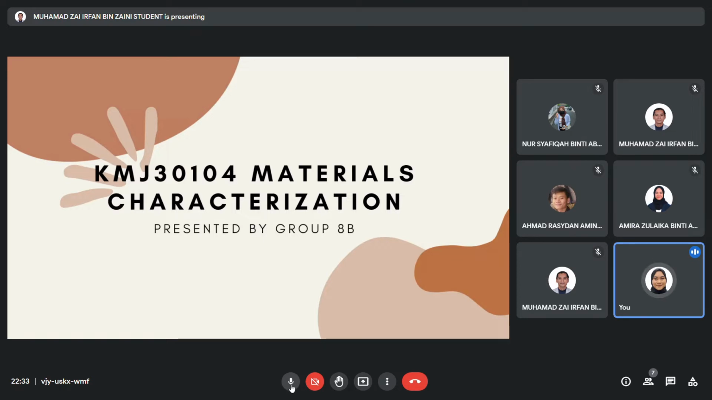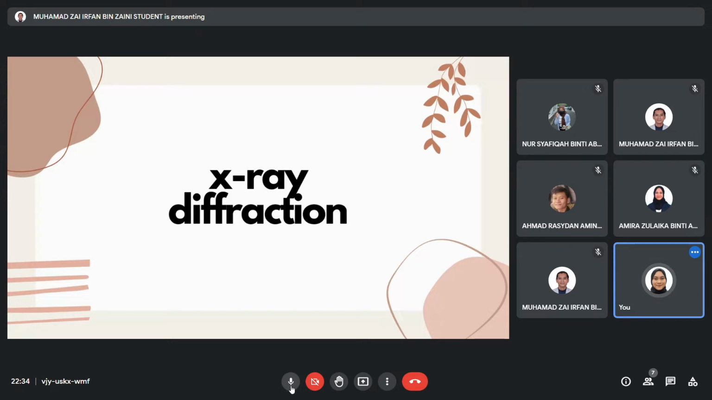Today, we are going to present the analysis of materials characterization using the XRD, SEM and DSC method. In this experiment, we are using iron oxide powder. Next slide. The first method is X-ray diffraction. Next.